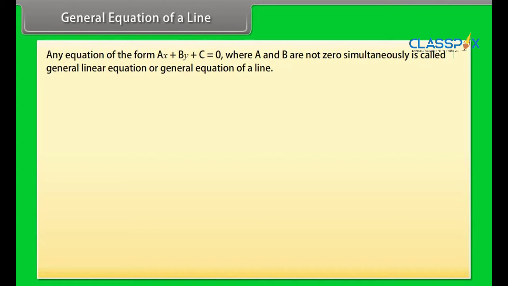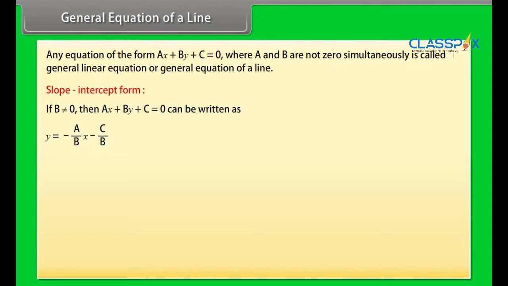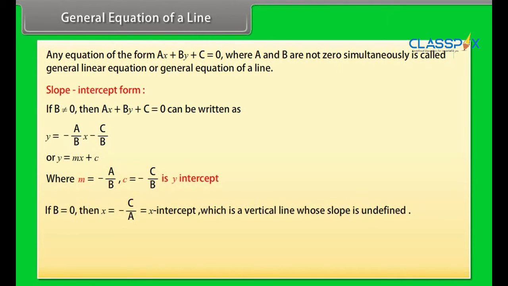Different forms of general equation. Slope-intercept form. If b is not equal to 0, then ax + by + c = 0 can be written as y = -ax/b - c/b, or y = mx + c, where m = -a/b, and c = -c/b is the y-intercept. If b is equal to 0, then x = -c/a is the x-intercept, which is a vertical line whose slope is undefined.